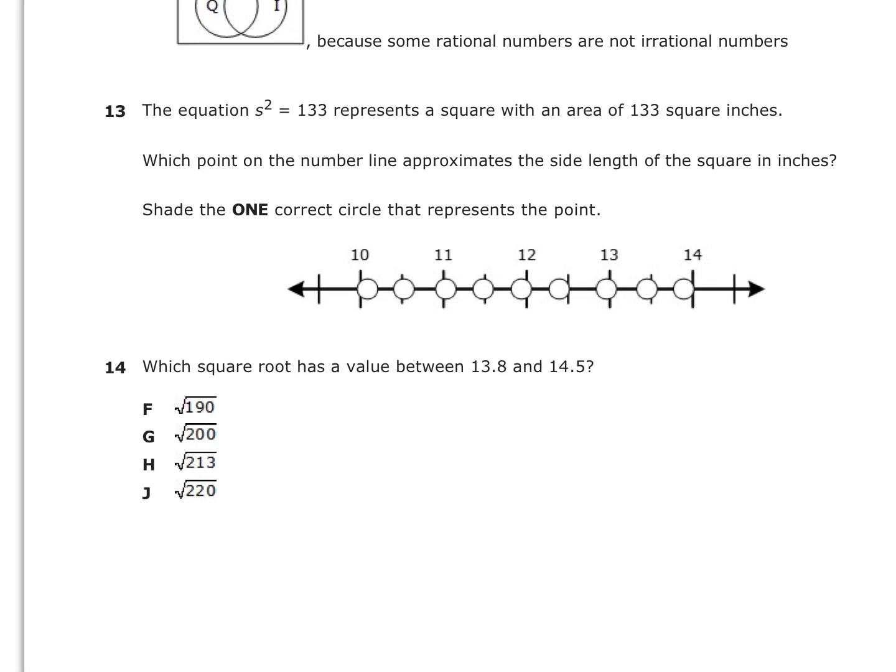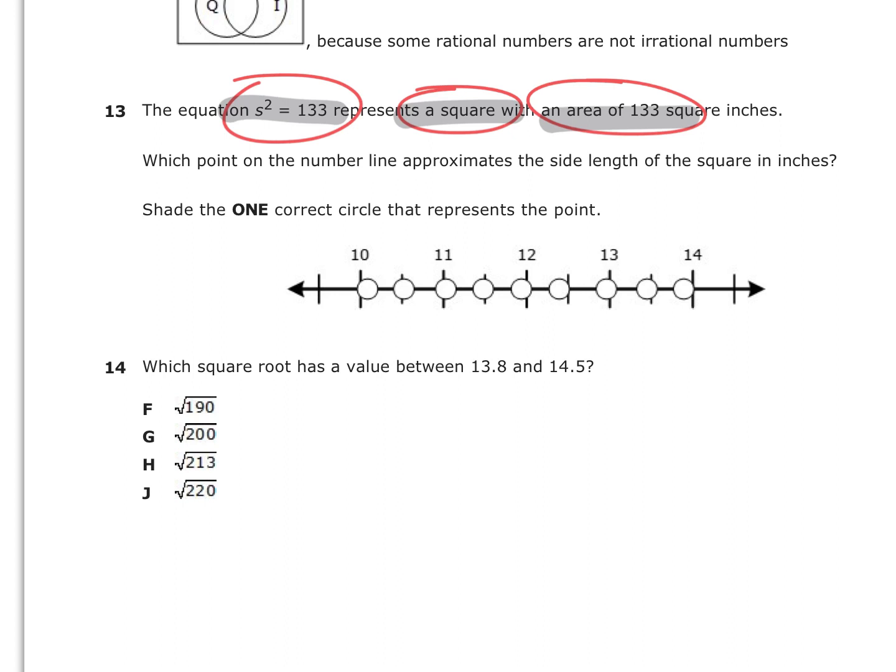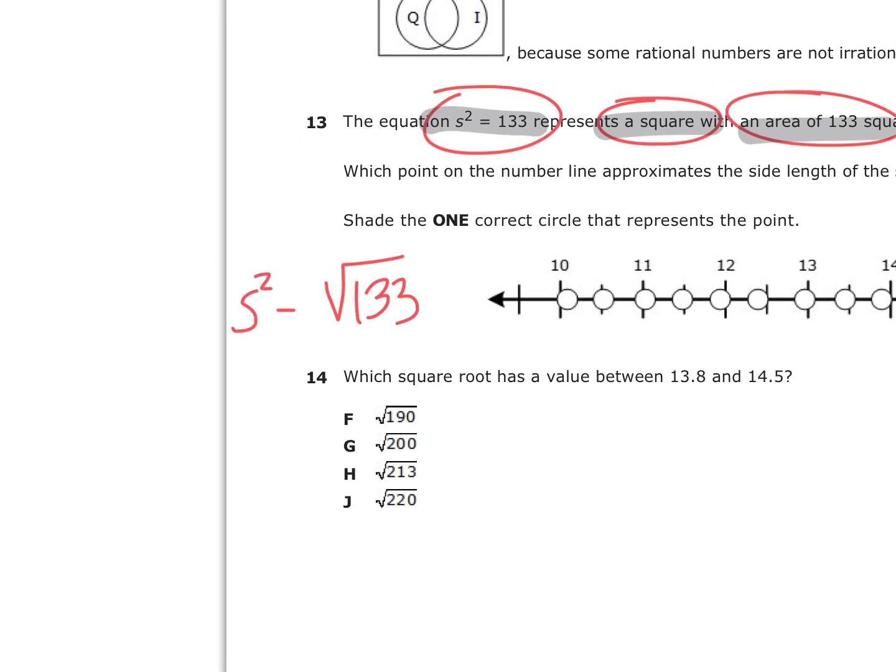Okay, the equation s squared equals 133 represents the square with an area of 133 inches. Okay, so this one is applying ideas from the square and square root section. How do we know that? Because it's square, area. Those give us the clues that we're dealing with square root. Okay? So what should I do with 133 to find the length of one side? Take the square root. Okay? Why? Because how do I undo a square? Square root. So for example, s squared equals 133, so we have the square root and square, those cancel each other, and we're left with s equals the square root of 133.